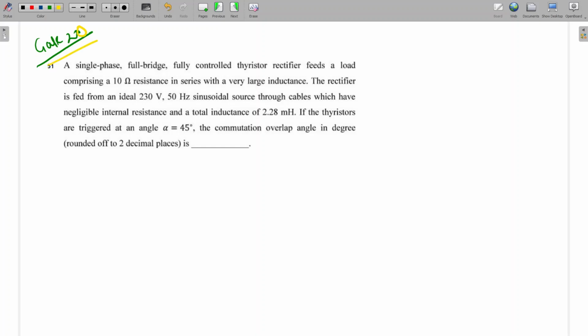So this question is asking GATE 20. Okay. Single phase, full bridge, fully controlled thyristor rectifier feeds a load. 10 ohm resistance is given in series with a large inductance. So the rectifier is fed from an ideal 230 volt 50 Hz sinusoidal source through a cable which is negligible internal resistance and total inductance of 2.28 millihenry. Okay. And alpha value is given. So we have to calculate the overlap angle.